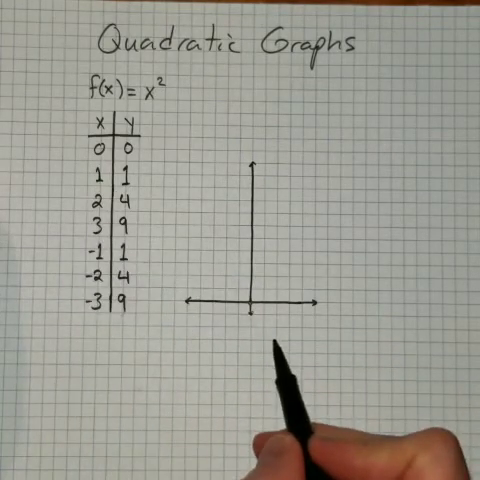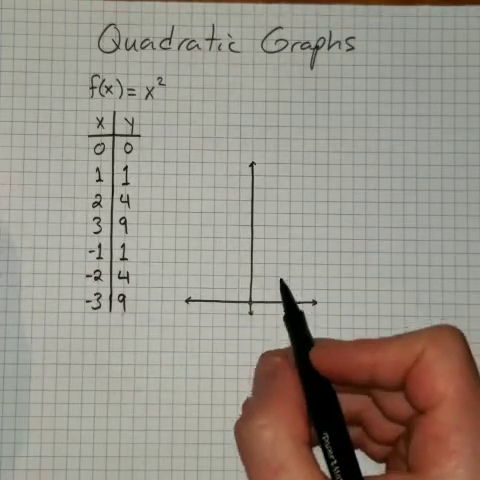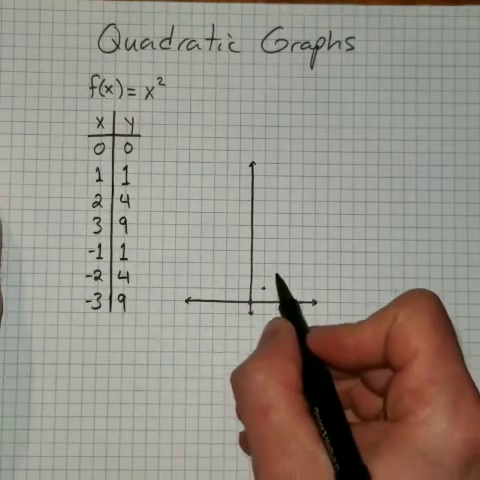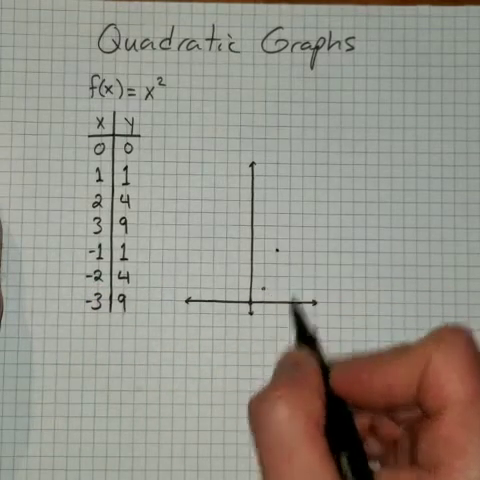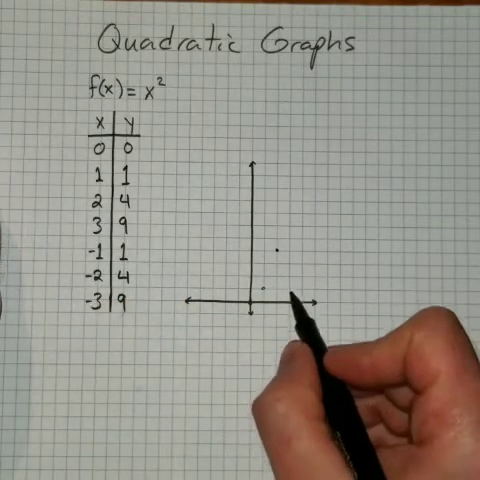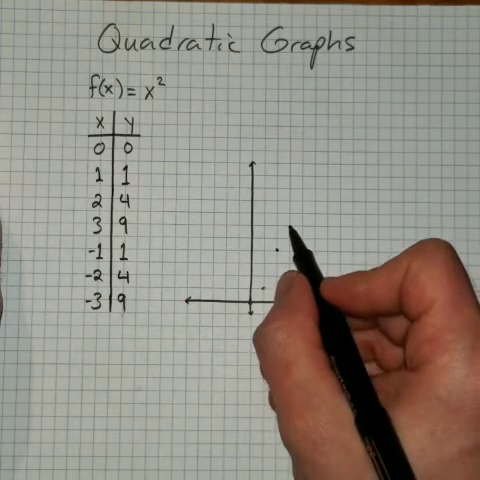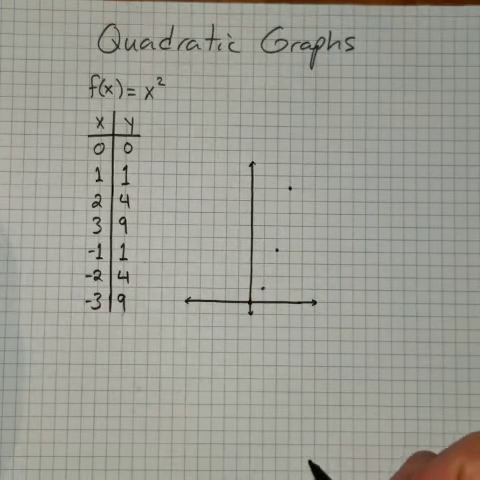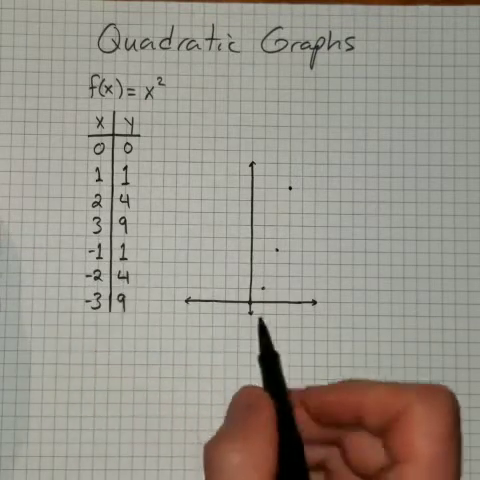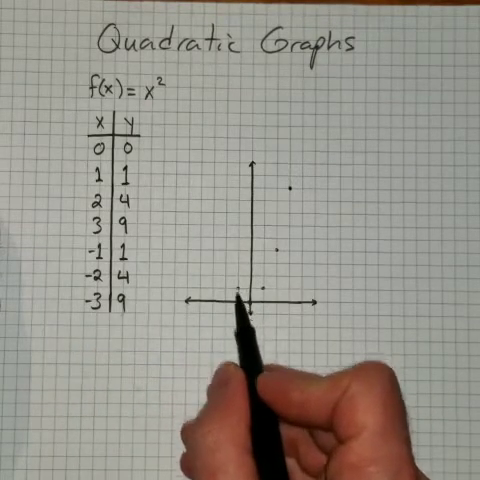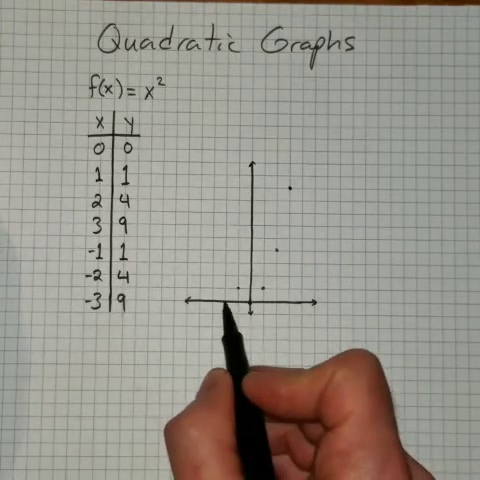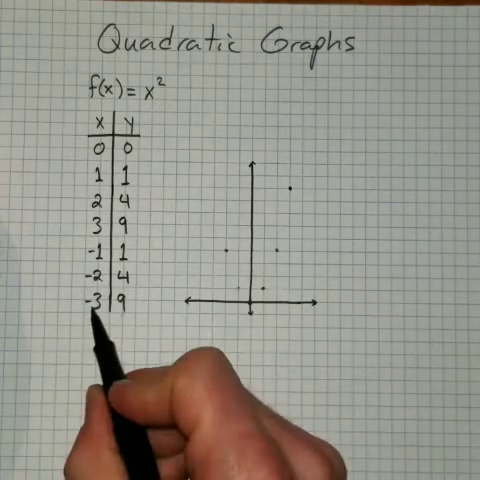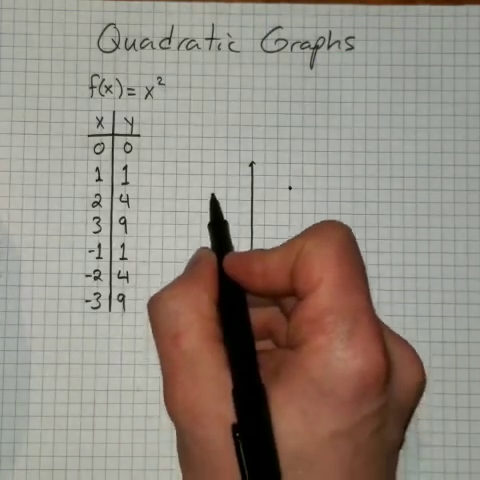Then you've got 1, 1. Again, I'm going to have all the grid lines 1 unit apart. So 1, 1 is 1 over 1 up. 2, 4 is 2 over 1, 2, 3, 4 up. And 3, 9 is 3 over 1, 2, 3, 4, 5, 6, 7, 8, 9 up. Okay. On the other side, -1, 1 is 1 back, 1 up. -2, 4 is 2 back, 4 up. And -3, 9 is 3 back, 9 up.